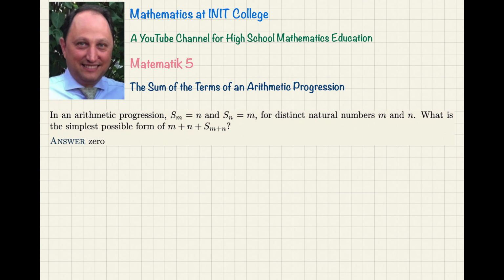In an arithmetic progression, S sub m is equal to n and S sub n is equal to m for distinct natural numbers m and n. What is the simplest possible form of m plus n plus S sub m plus n? Here, of course, you know that S sub m denotes the sum of the terms from the first term to the mth term of this arithmetic progression.